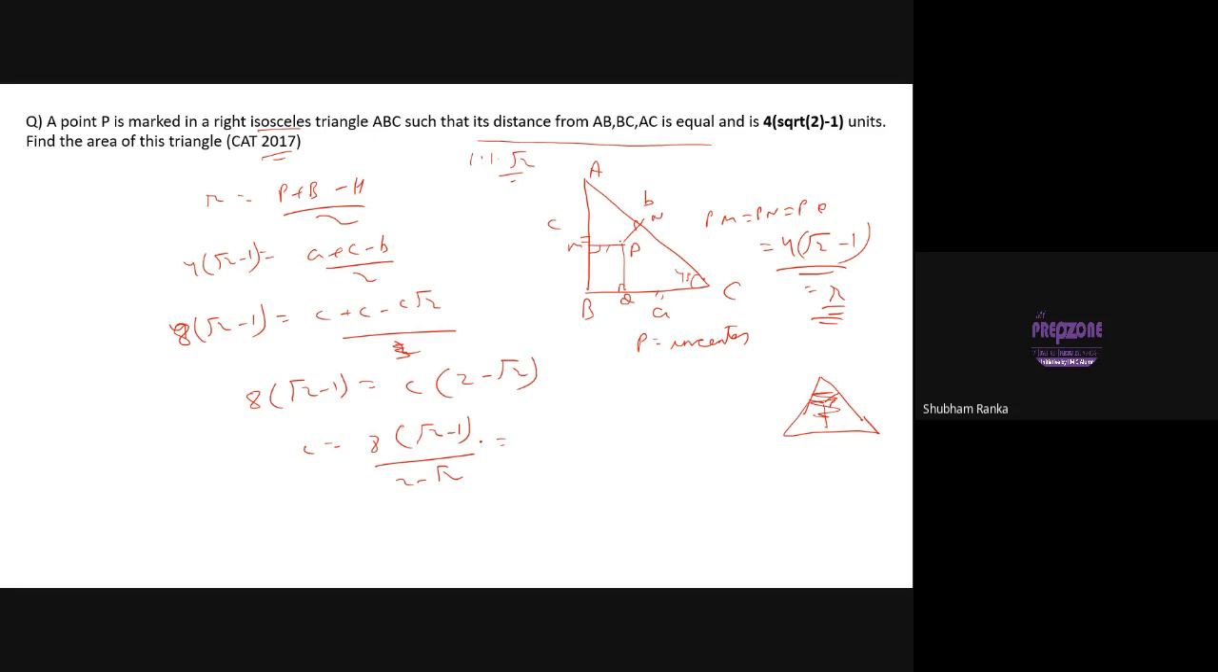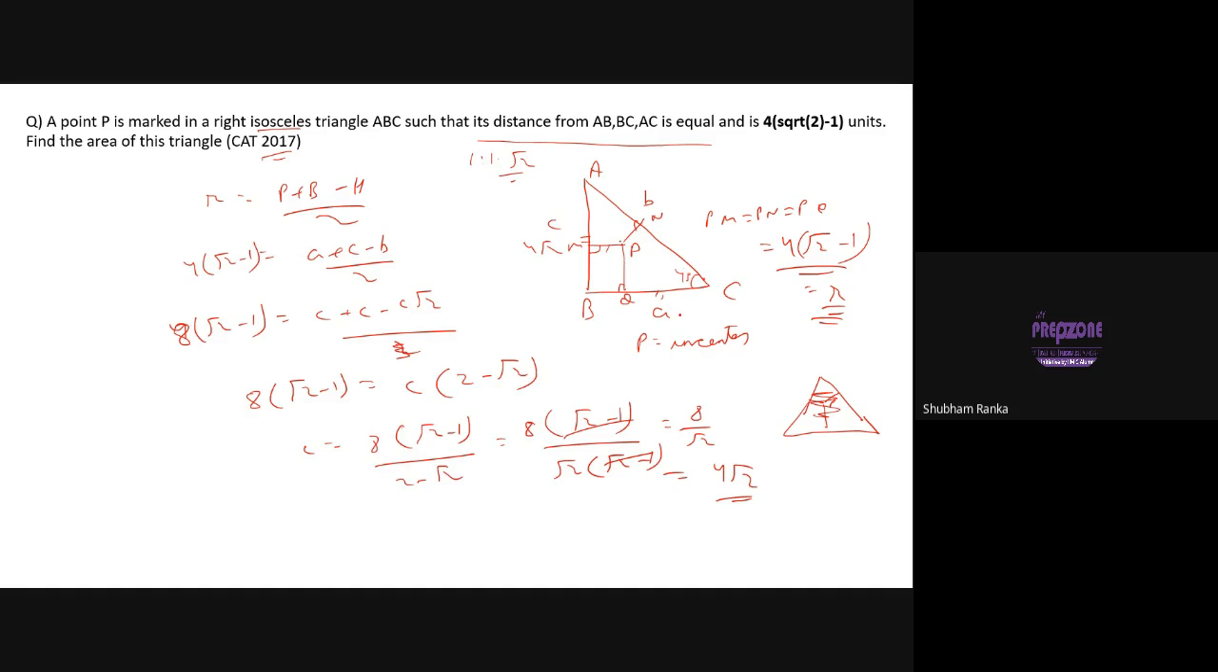This looks a bit untidy, so we can obviously simplify this a bit further. Root 2 minus 1, if you take root 2 common here, you will get root 2 minus 1 inside as well. These two get cancelled out. 8 by root 2 is nothing but 4 root 2. So I know that this side is 4 root 2. Now this side is 4 root 2.